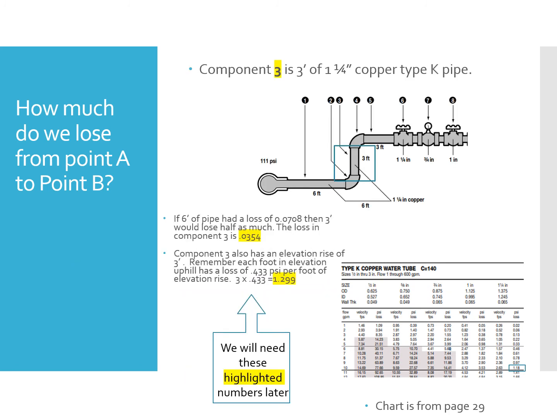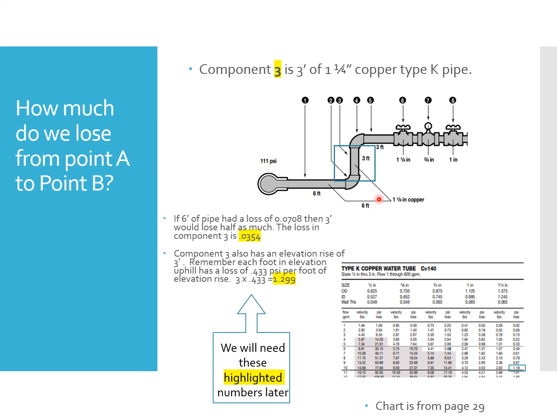Component number 3 is some more 1¼ inch copper type K pipe right here. So because we're going 3 feet, that's different than when we went 6 feet earlier. So it's going to be half the loss that we lost right here. So if 6 feet was 0.0708, then 3 feet would lose half as much, and the loss would be 0.0354.